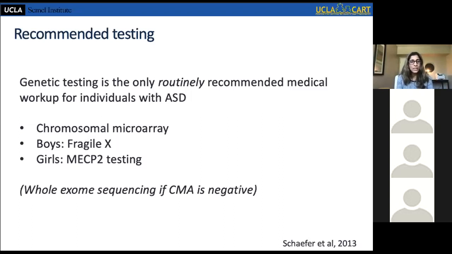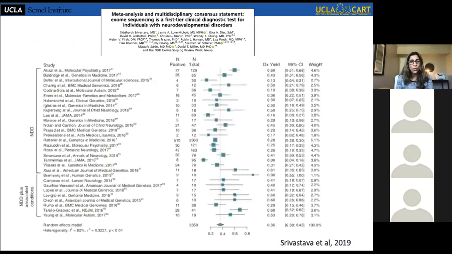Now, whole exome sequencing is not routinely performed in all centers, partly because of the cost and availability, but there have been some studies recently showing that it is quite high yield. This was a meta-analysis published just last year, looking at the yield of whole exome sequencing in patients with neurodevelopmental disorder, like a classic forest plot. And what you see is that especially in individuals who have neurodevelopmental disorders plus other comorbidities, the yield of exome sequencing was quite high, up to 40 to 60%, meaning that 40 to 60% of patients who had this testing were found to have a diagnosis.